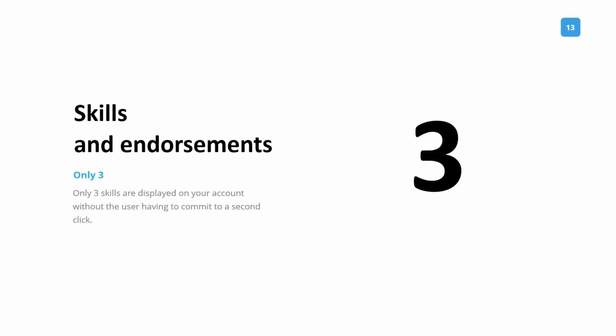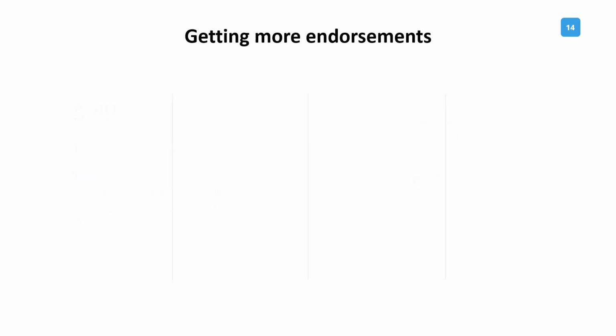Next, we want to talk about skills and endorsements. Remember that only 3 skills matter. That's why there's not much on this slide. I really want you to focus on 3. Only 3 skills can be listed on your profile without someone having to commit to an extra click. How many of you click an extra click when you go to anyone's profile? Nobody. So make sure that the skills you choose to display at the top of your profile, those 3, are skills that, number 1, you're going to get a ton of endorsements for, but number 2, also bring value, things that really show somebody who you are and what value you bring to the table. So now let's talk about how you get more endorsements.